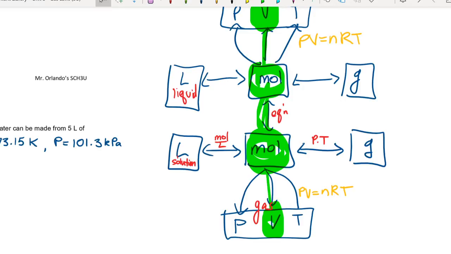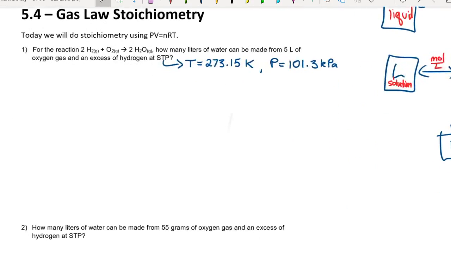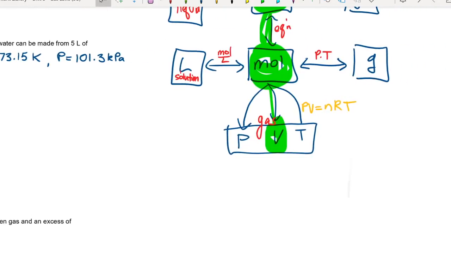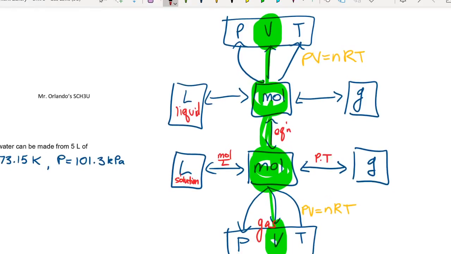So let's approach this. Shall we do the first one just together, and then I'll set you loose after that? All right. So the first thing we need to do is go from liters of oxygen to moles of oxygen. And I know that to do that, I am going to be using the ideal gas law.